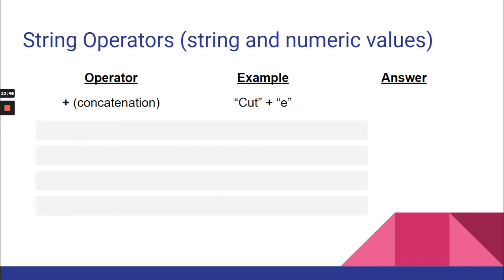Whenever there's a string involved on either side of the plus operator, the plus changes its mind and says, I'm not doing math, I'm now doing concatenation. So cut plus E becomes cute, C-U-T-E. It just puts them together. Make sense? Now twist your brain a little bit.